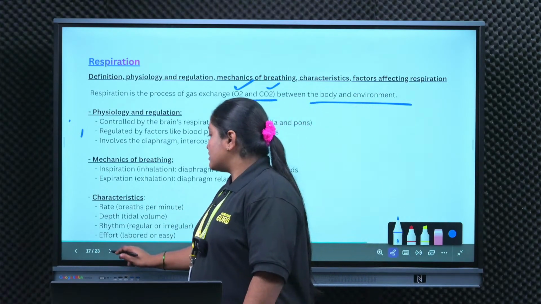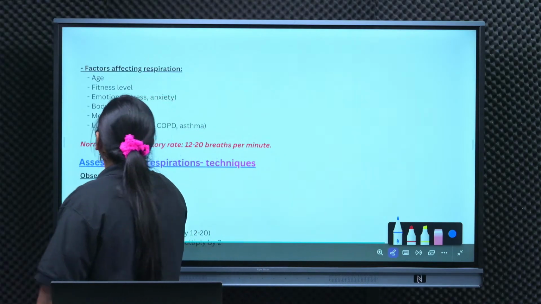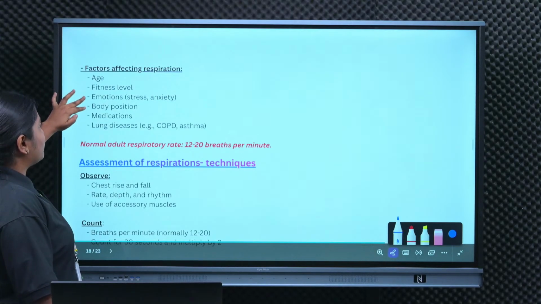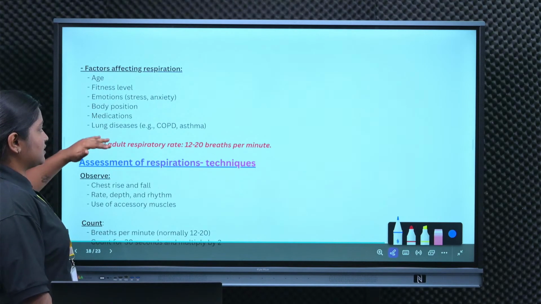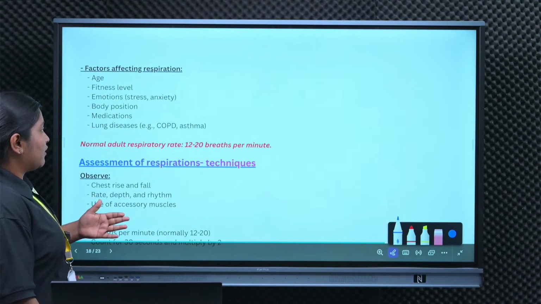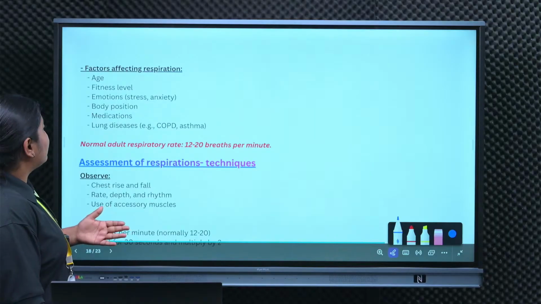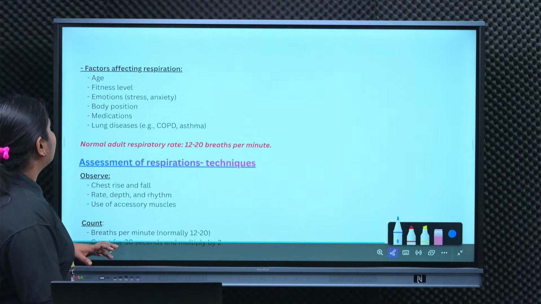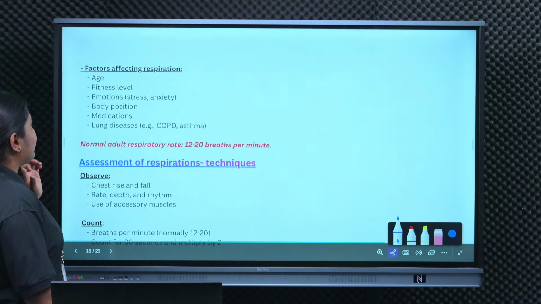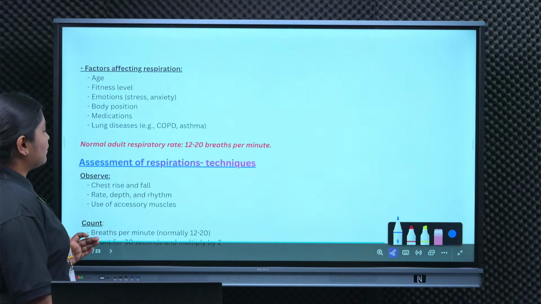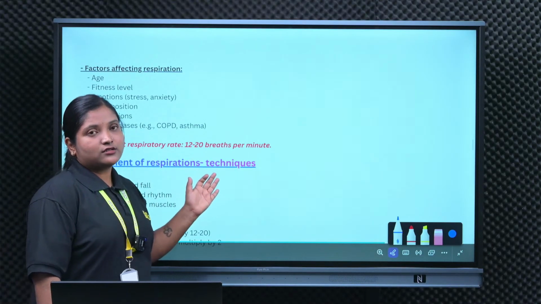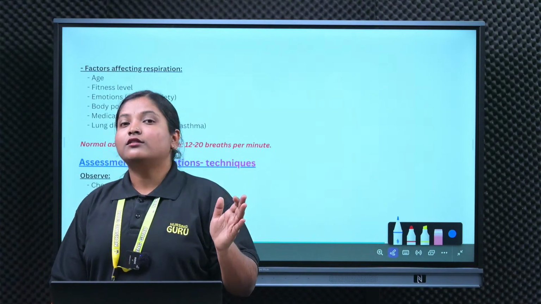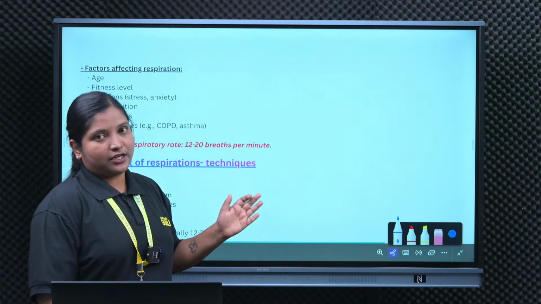Okay, so next is factors affecting respiration: age, fitness level, emotions, body position, medications, and lung diseases, for example COPD, chronic obstructive pulmonary disorder, or asthma. Over time we can see deviation in the respiration rate. So these are all the factors that affect normal respiration. For a normal adult, the normal respiration rate is about 12 to 20 breaths per minute, okay.